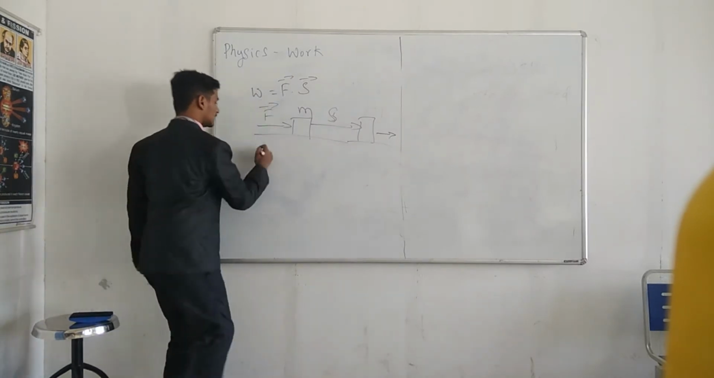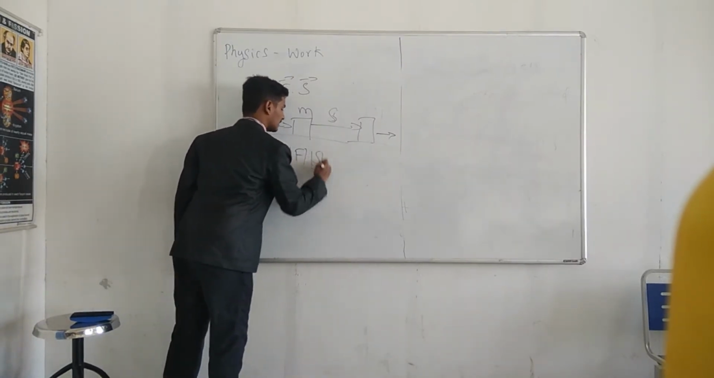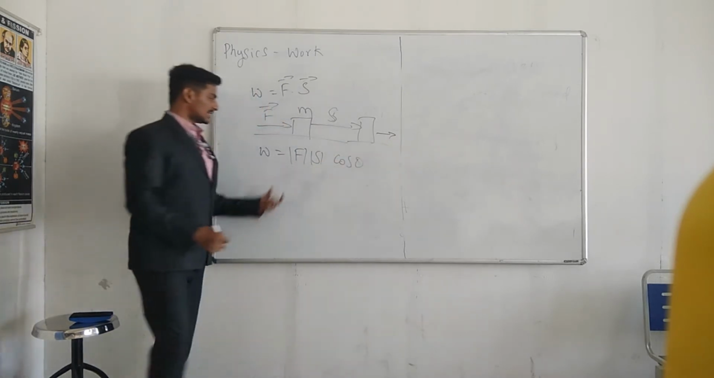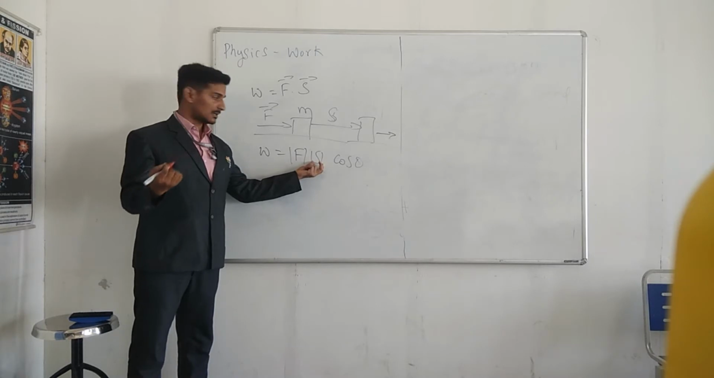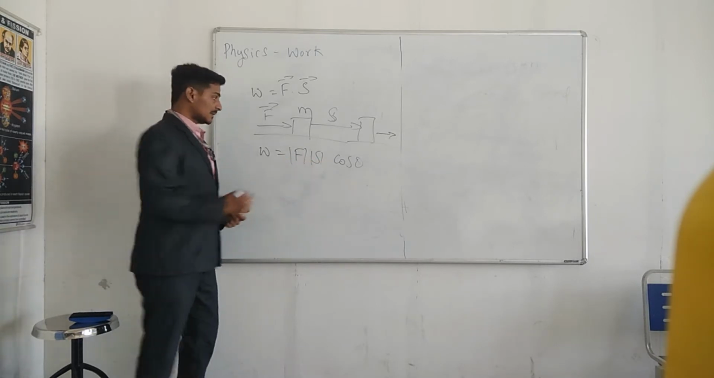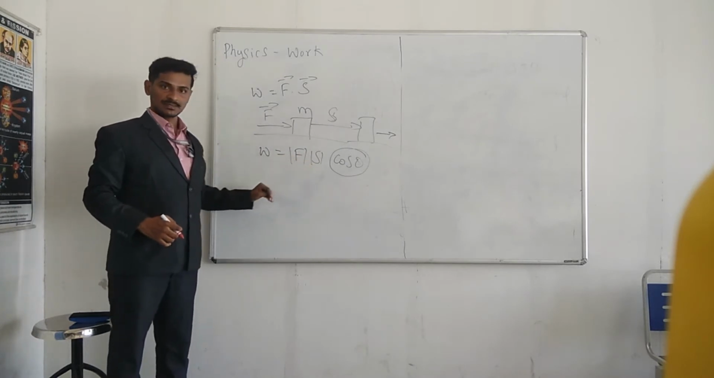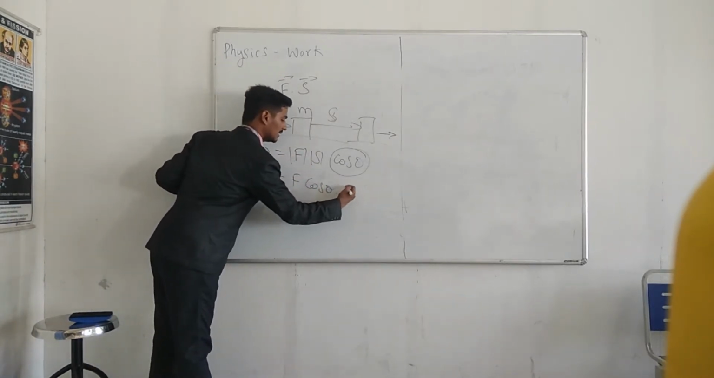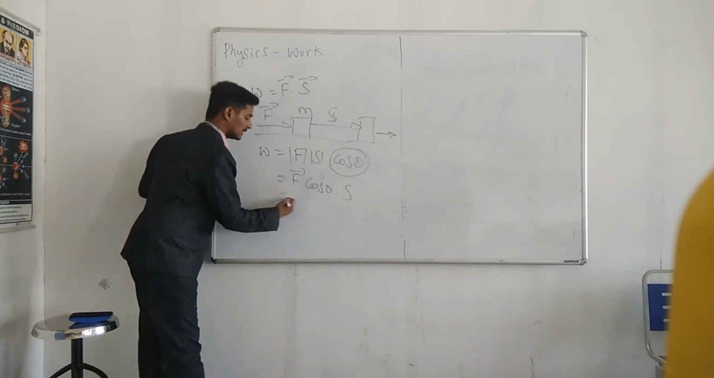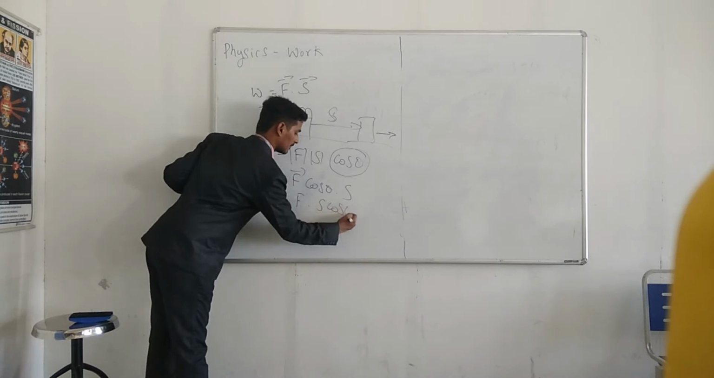So now this work can be written as F S cos theta. As I told you, F is the magnitude of F and S is the magnitude of displacement, and cos theta signifies the direction between F and S. See here, it can be F cos theta into S, or else it can be F S cos theta.